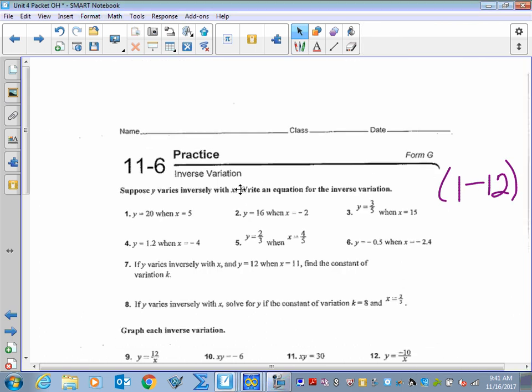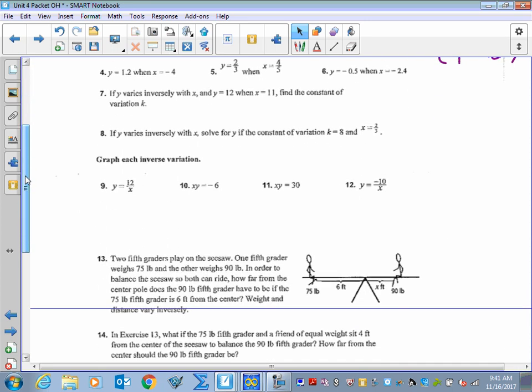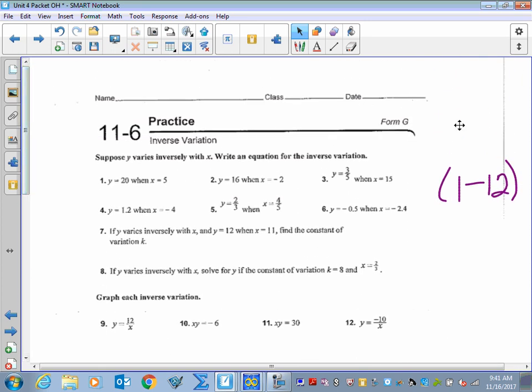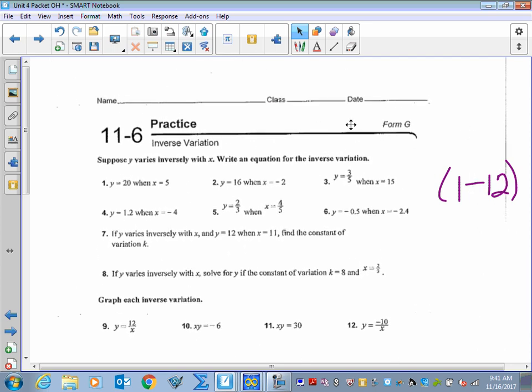All right, so this is page 16 in your packet. We're only going to concentrate on questions 1 through 12, so you might want to write that at the top of your paper, 1 through 12. All right, so it says here, suppose y varies inversely with x.